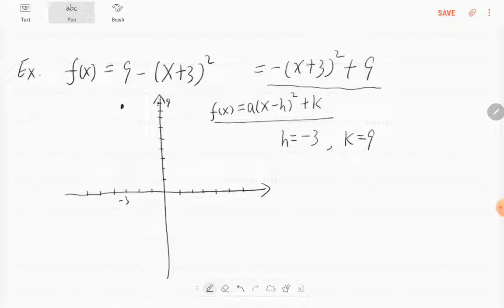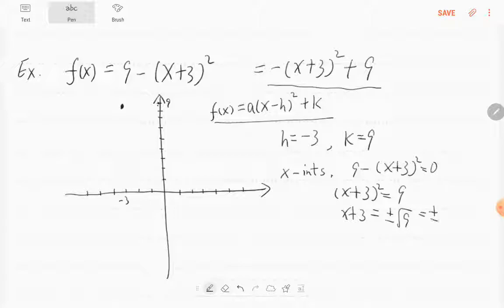We also need to know the x-intercept and the y-intercept, right? So for the x-intercept, we set y to be 0. So in other words, 9 minus (x plus 3) squared equals 0. So (x plus 3) squared equals 9. So x plus 3 equals, we take the square root, but you have the plus or minus sign. So this is plus or minus 3, right? So you have x plus 3 equals 3, or x plus 3 equals negative 3. So this gives you x equals 0, or x equals negative 6. So the x-intercepts would be 0, 0 and negative 6, 0. So negative 6 is here, 0, 0 is here, right?